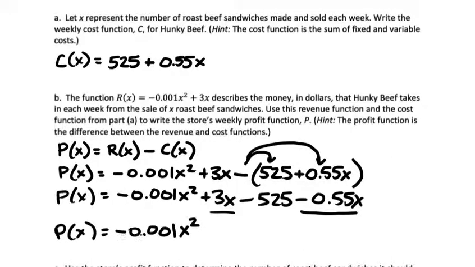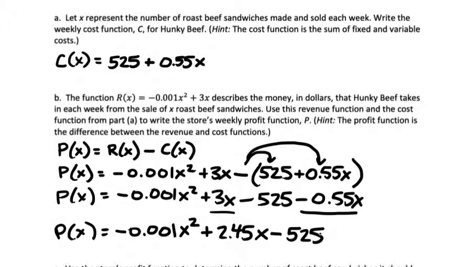So negative 0.001x squared, 3x minus 0.55x is going to be 2.45x, and minus 525. So this is my profit function. This tells me how much profit I will make for a given number of sandwiches.